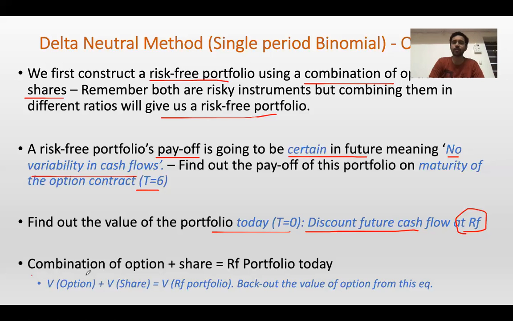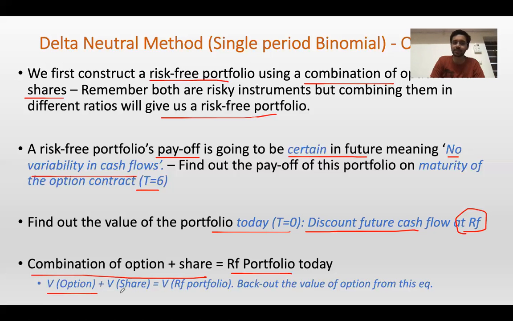Now we know that the combination of option plus share is equal to the risk-free portfolio. Of course, I've not told you the ratio in which we need to buy or sell options and shares to construct a risk-free portfolio; that we're going to see in detail. But we know that some combination of option and share is going to give us a risk-free portfolio. So obviously, when a combination of option and share is equal to the risk-free portfolio, the value of the option plus the value of a share is going to be equal to the value of the risk-free portfolio today, right?